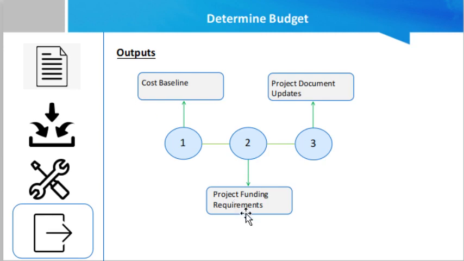Then project funding requirements. Total funding requirements and periodic funding requirements are derived from the cost baseline. The cost baseline will include projected expenditures plus anticipated liabilities. Another output of this process is project documents updates.